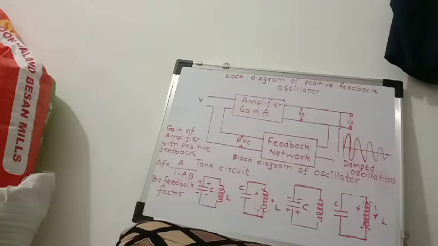Any external input signal is not necessary for an oscillator. When the DC supply is switched on, then oscillations are produced.